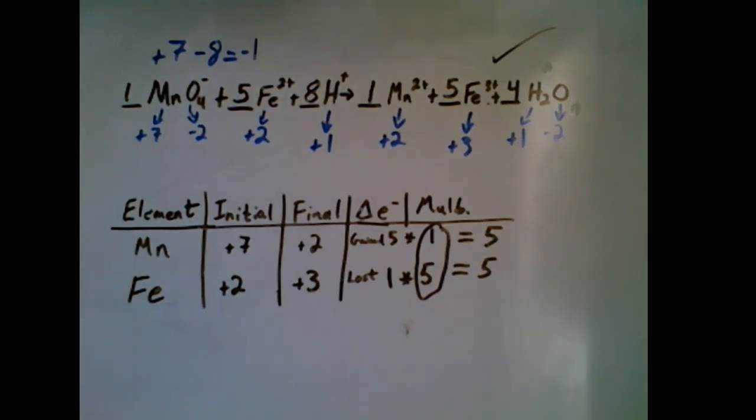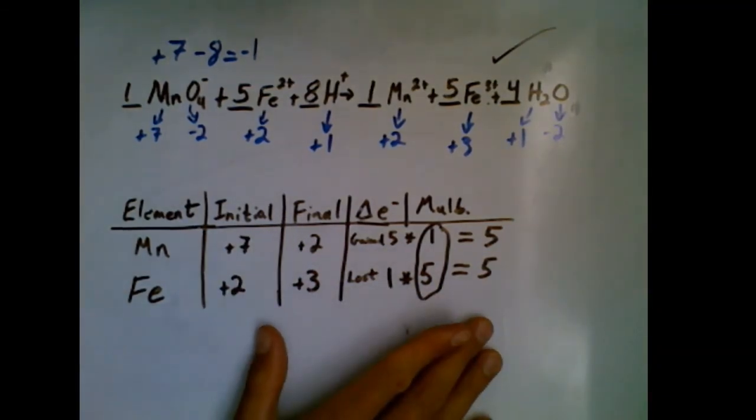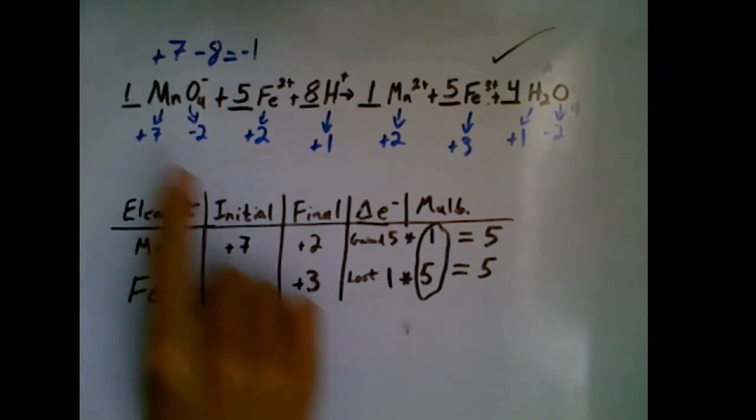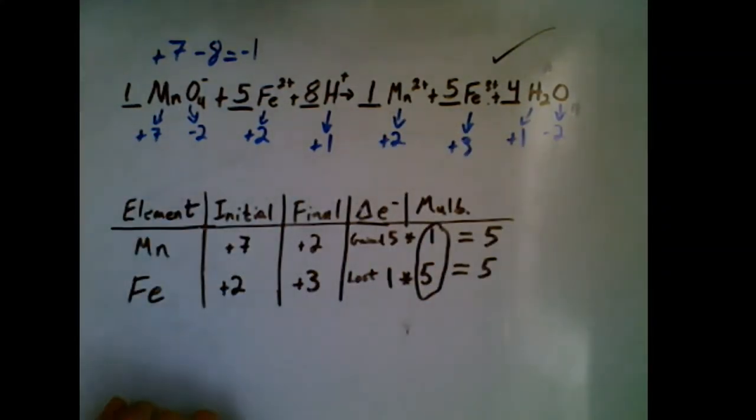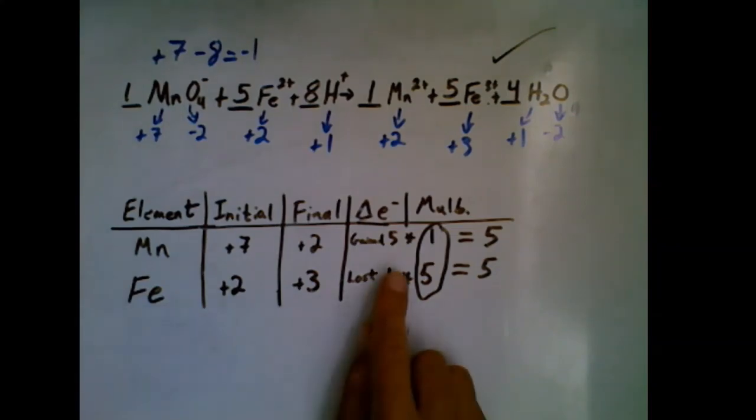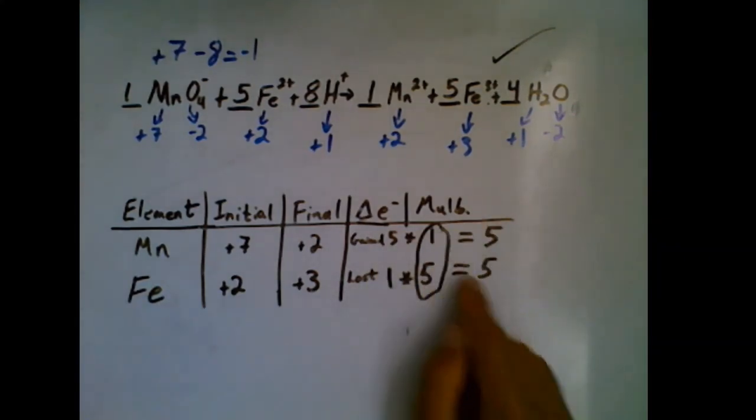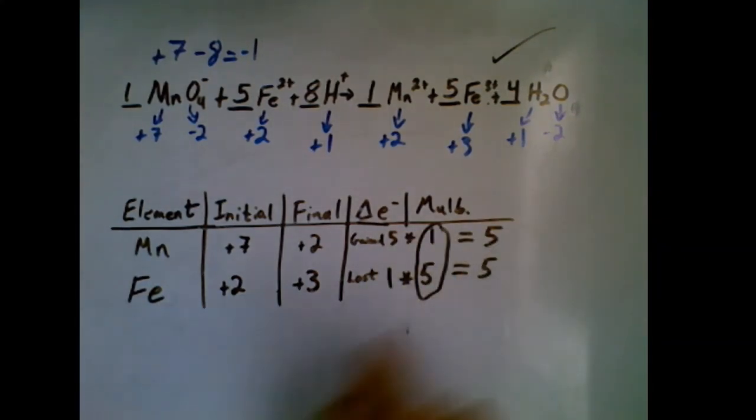So this is how we use the oxidation number method. We look at our initial, we look at our final by figuring out the oxidation numbers of the things that are actually changing, and then we multiply to make sure that the number of electrons being exchanged is equal between those two elements.